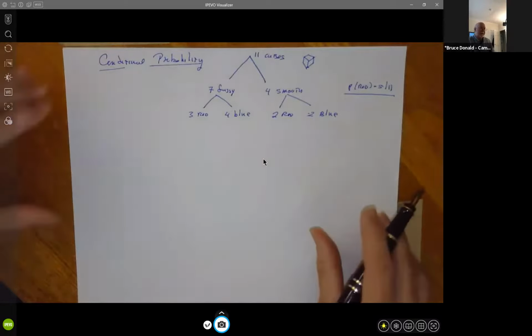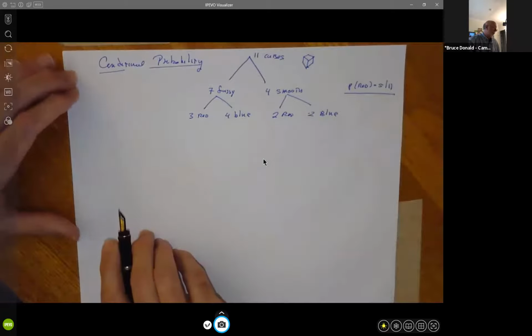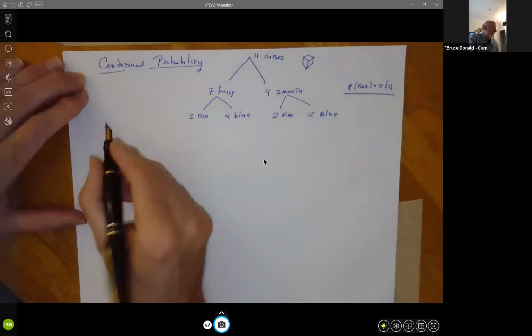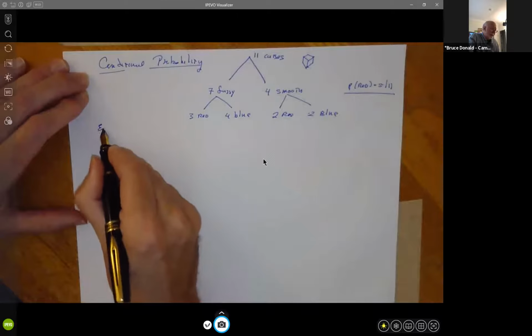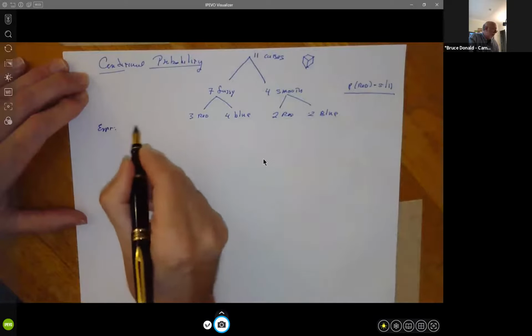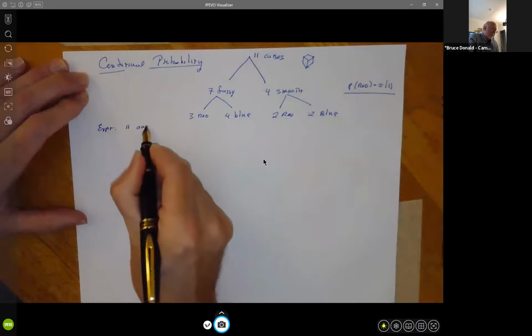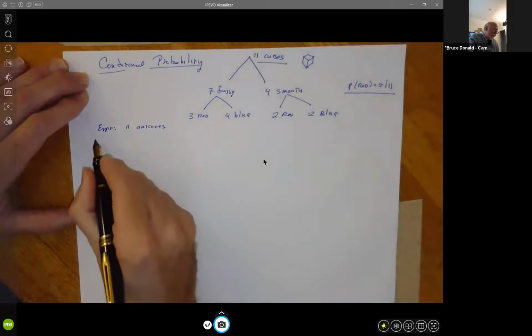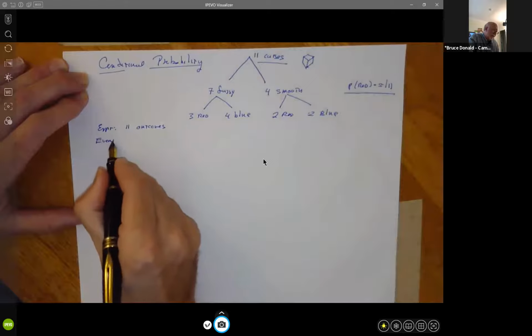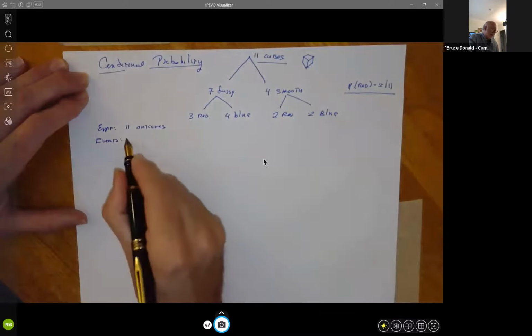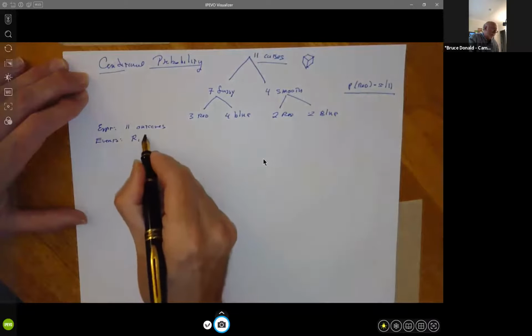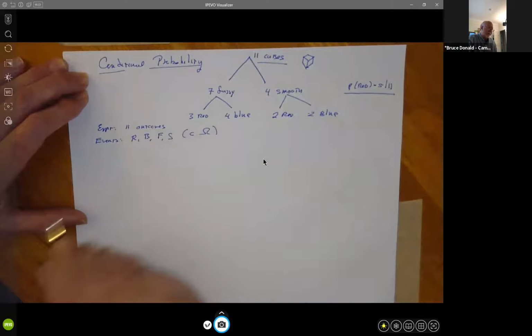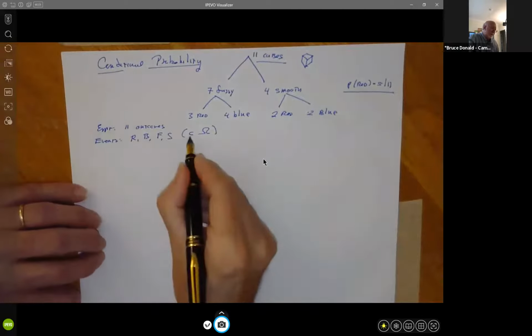It turns out conditional probability, which is built on what we've done, comes to the rescue. So let's just write this down. So the experiment, everything is discrete. We have 11 outcomes because there are 11 cubes in the bag. And we have certain events, which is our set F, and I'll call these red, blue, fuzzy, and smooth. And of course, all of these are subsets of my outcome space, right?